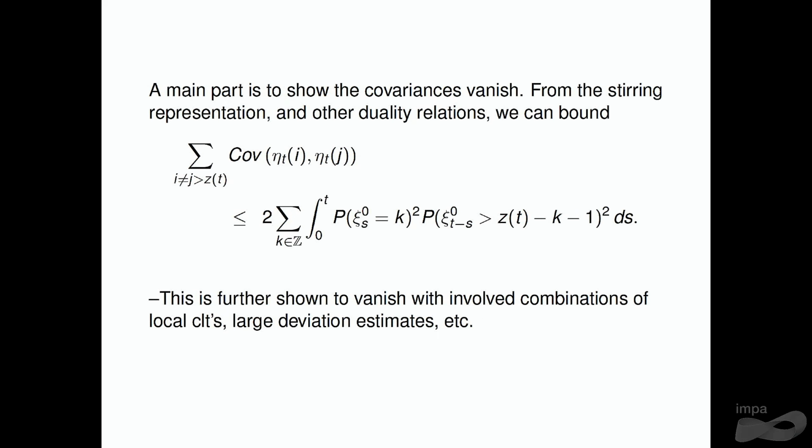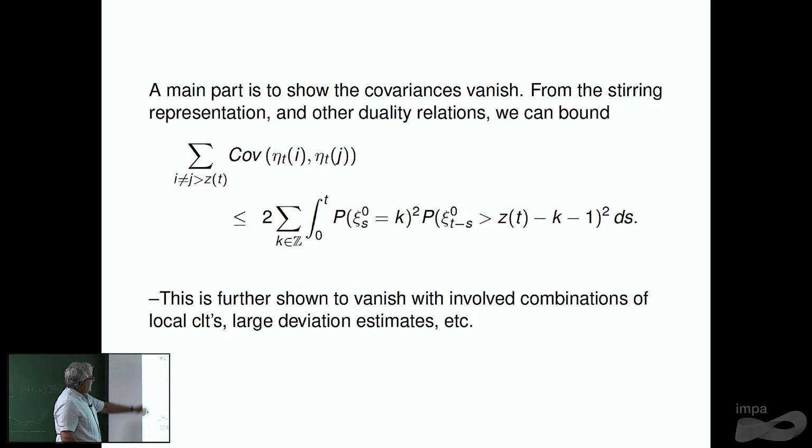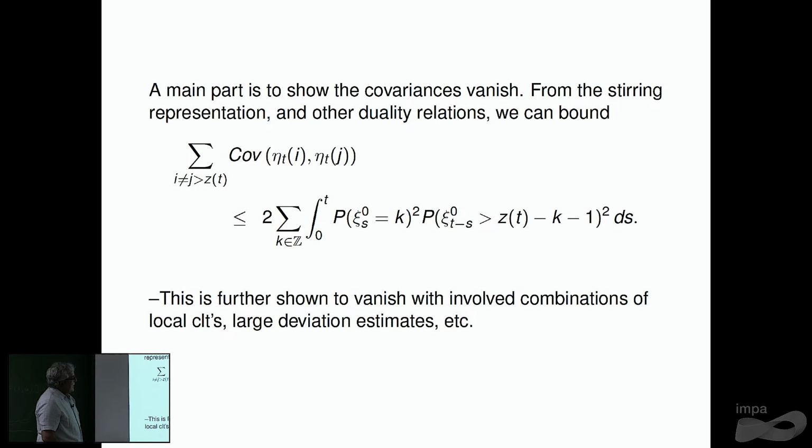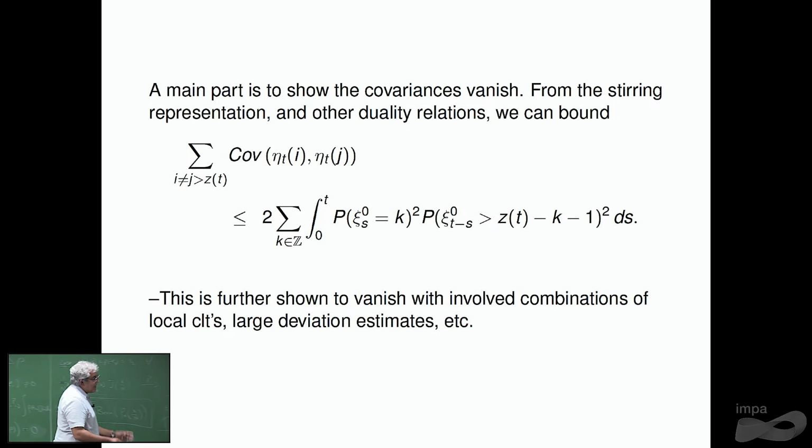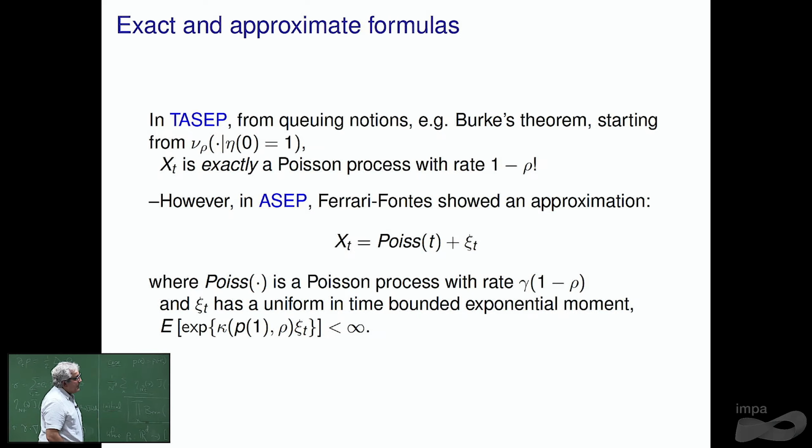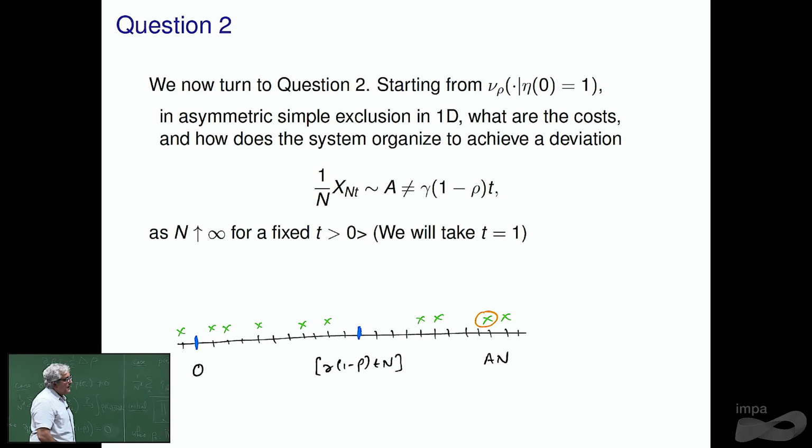Okay, and so this is a very messy computation. It involves the stirring representation, some duality, some little tricks. It depends on being the exclusion process. And so an open problem, which I'll mention at the end, is how do you do this for a more general interacting particle system? Okay, so we're able to show that these things go to 0 and therefore complete the Poisson limit theorem. So is that okay? Any questions about that?